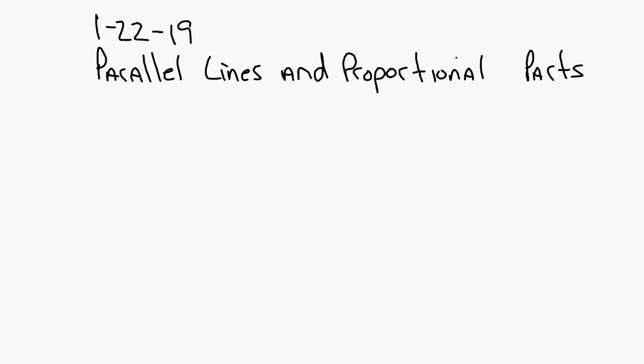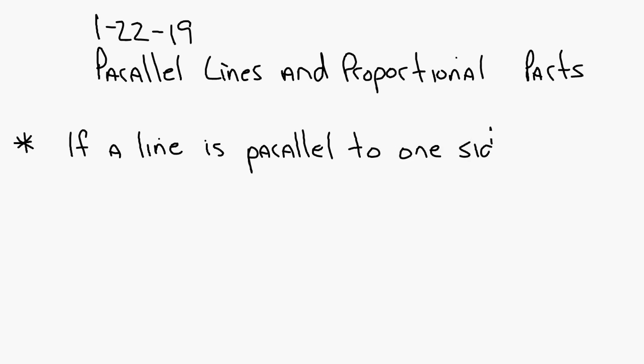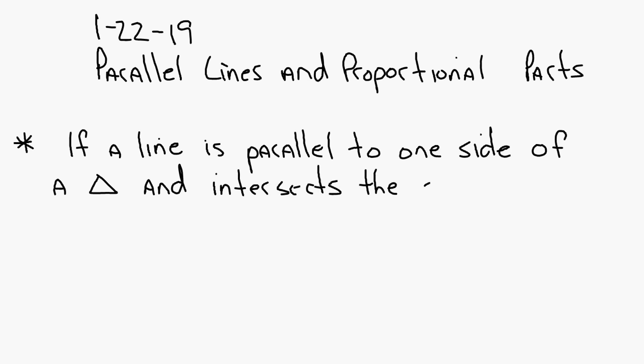Alright, theorem 7.5 on page 490. If a line, this is important, if a line is parallel to one side of a triangle and intersects the other two sides, then it divides the sides into segments of proportional lengths.